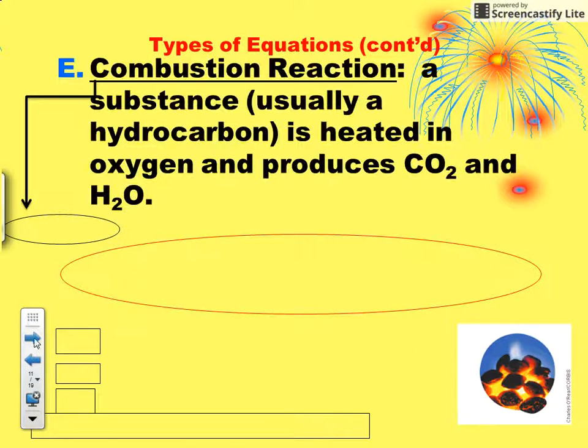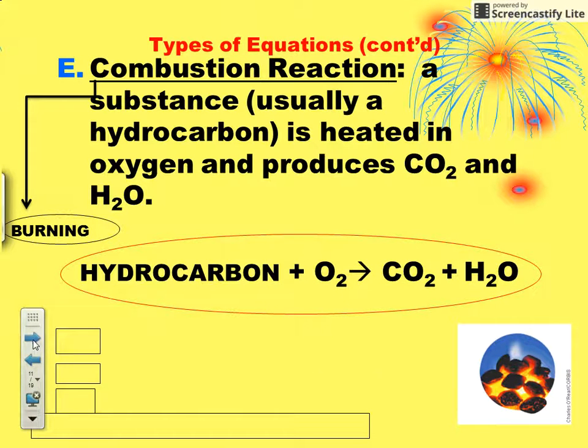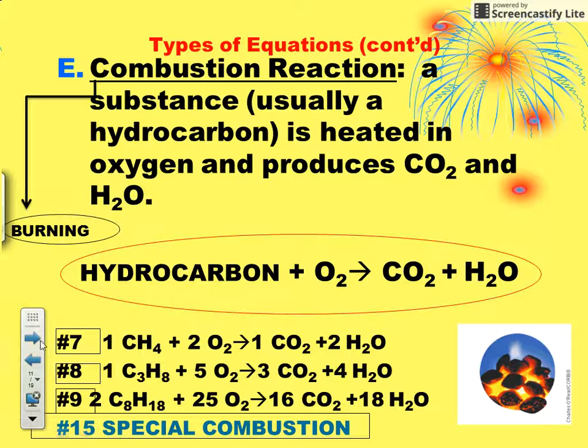Finally, the 5th type of reaction is a combustion reaction. This is when you have a substance, usually a hydrocarbon, that's heated in oxygen and produces carbon dioxide and water. Remember, combustion means to burn. So this is your general format, and on your worksheet, 7, 8, and 9 are your combustion reactions. All right, that sums up the types of reactions. Let me just remind you, combustion can be abbreviated COMB. Single replacement SR, and double replacement DR. Forgot to mention that on the last slides.